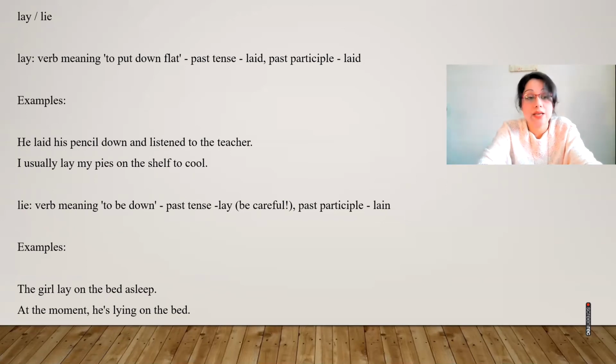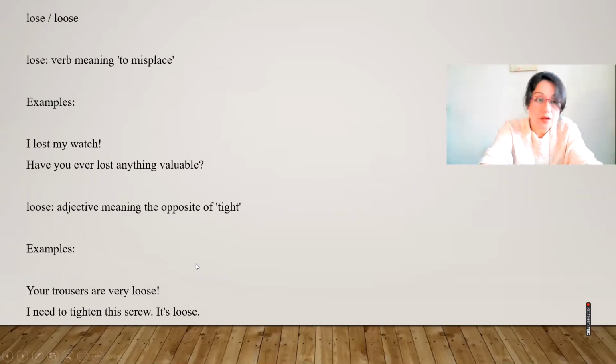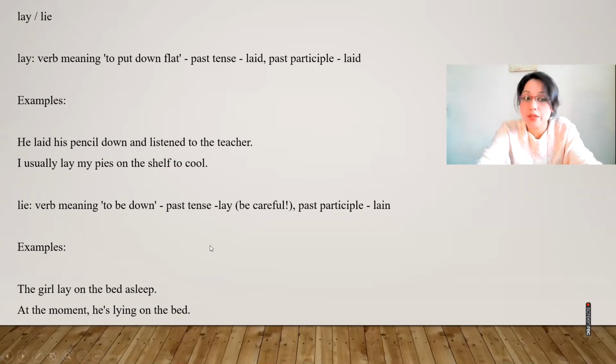All right, so this is again your lie. So do not confuse them. Lay means to put something down, and lie means to be down yourself. Do not confuse, like it says over here. The past of lie is lay, and past participle is lain. And lay, this one is your laid and laid. So when you lie down and you lay something down, all right?